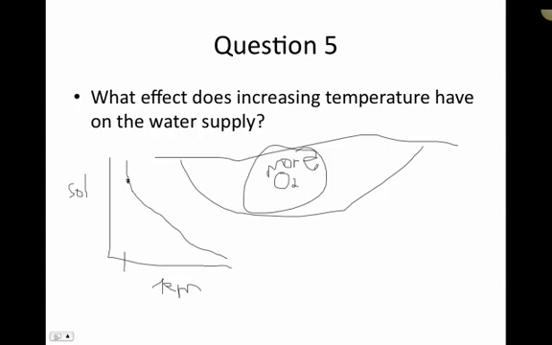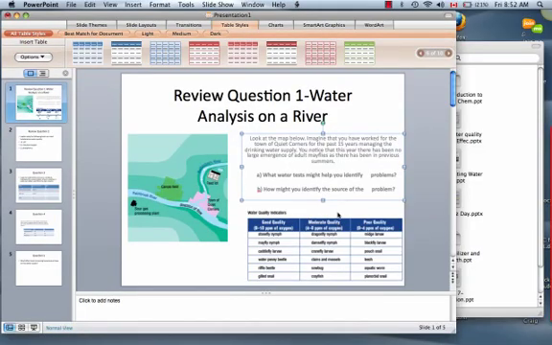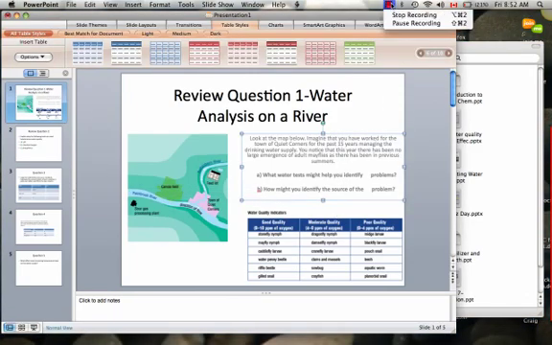So if we increase this, it's called thermal pollution. If we heat up this lake, that's really unhealthy for the organisms living in it, because what does that do? Oxygen leaves. Okay, the oxygen leaves the water supply. Hopefully that helps some review.